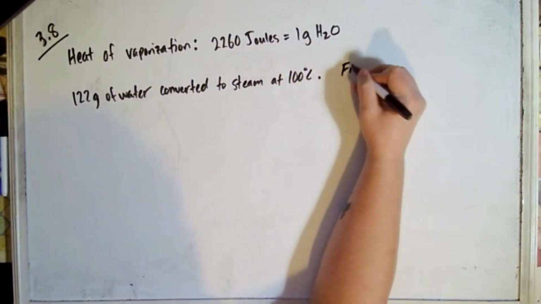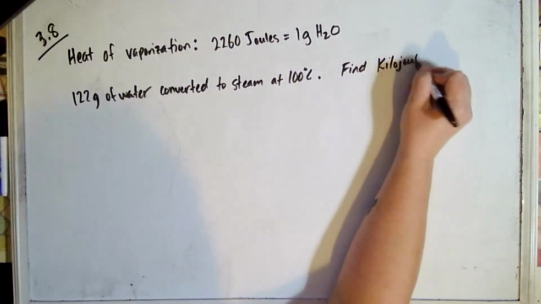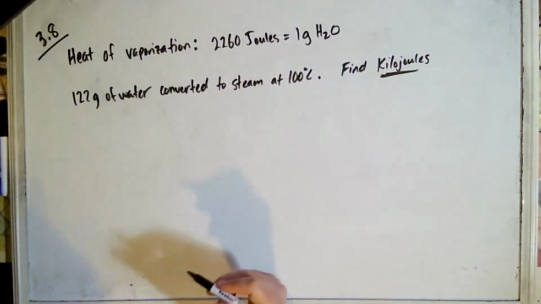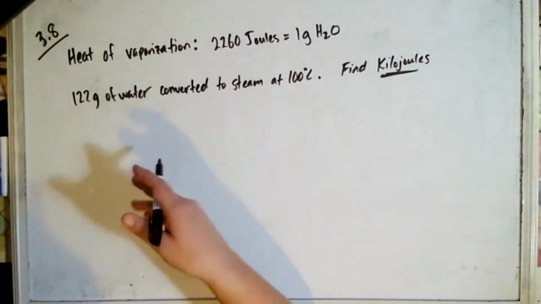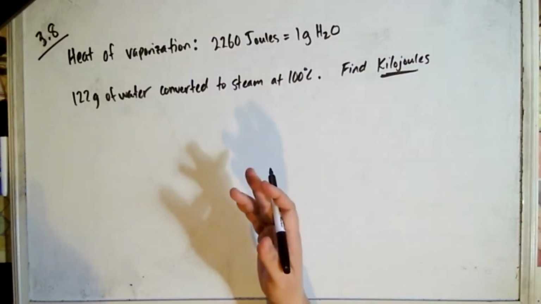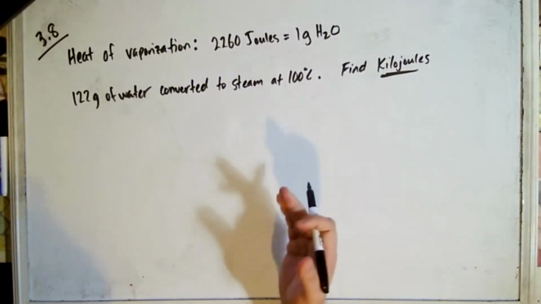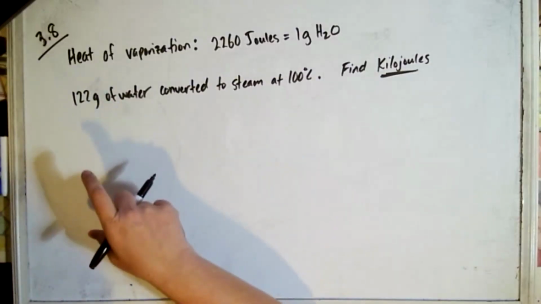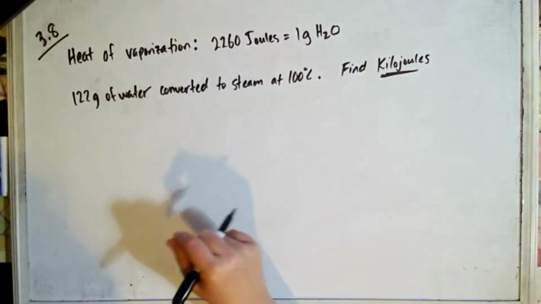And they want us to find the heat in kilojoules. Really important that you pay attention to this too, because you can calculate the value in joules, and that number might be an answer choice on a multiple choice test. So part of what you need to do is really pay attention to the units, so you know that not just your number matches, but that your number and your unit both make sense together. Okay.